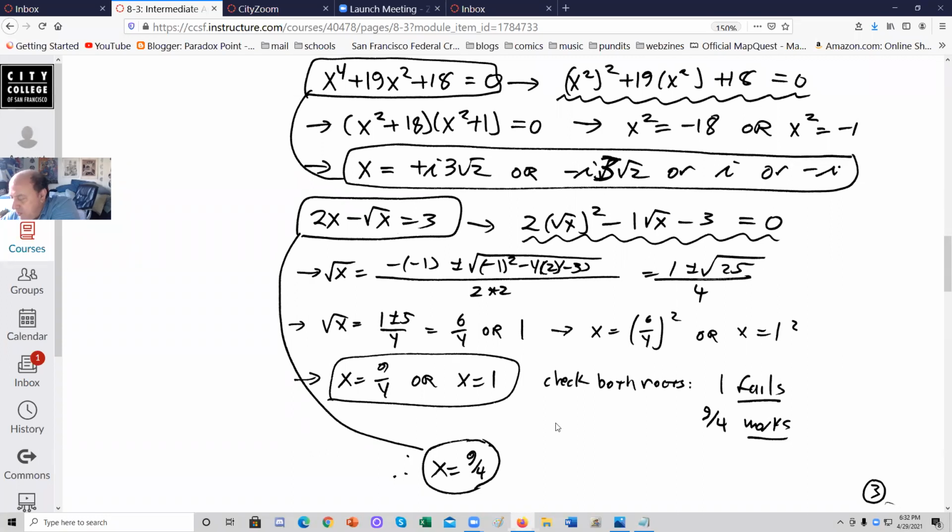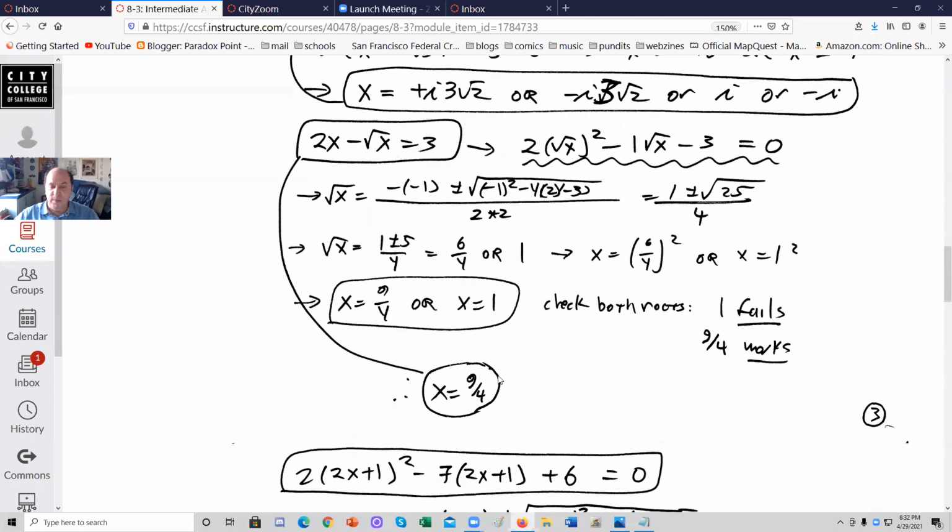Root x equals negative 1. Well, already we should see that roots are never negative, so this doesn't work. Since root x is 6/4, and we throw out negative 1, then x is the square of 6/4, which is the square of 3 halves, which is 9/4. Here I mistakenly said x equals 1, but if you check it out, it doesn't work. So the solution is x is 9/4.